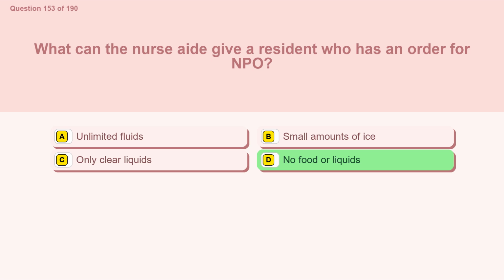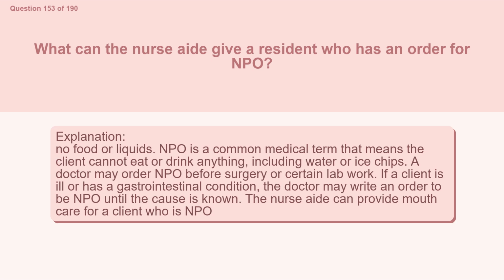No food or liquids. NPO is a common medical term that means the client cannot eat or drink anything, including water or ice chips. A doctor may order NPO before surgery or certain lab work. If a client is ill or has a gastrointestinal condition, the doctor may write an order to be NPO until the cause is known. The nurse aide can provide mouth care for a client who is NPO.